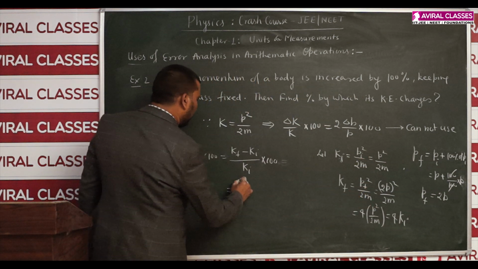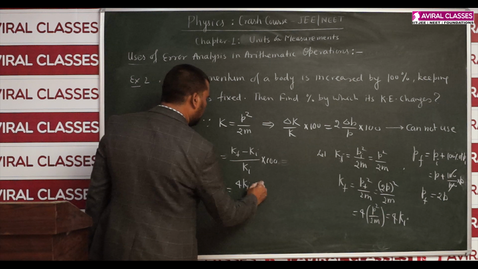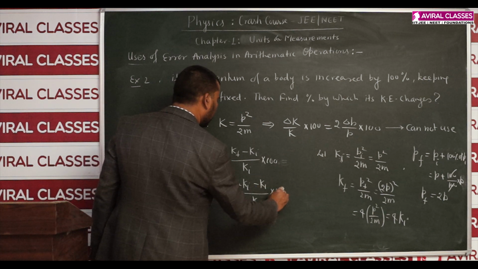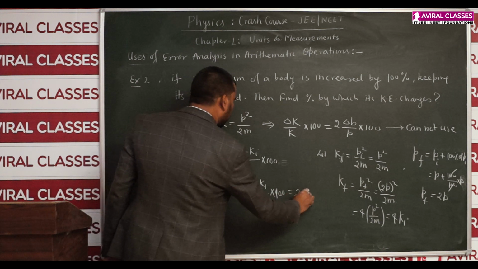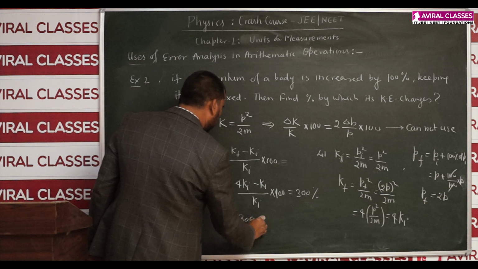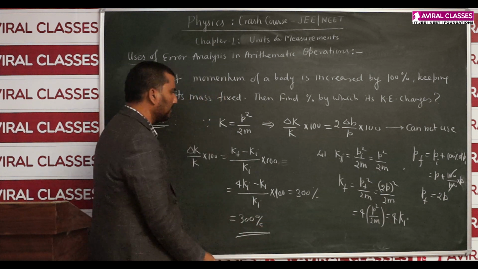Now K final minus K initial is 4 times K initial minus K initial upon K initial into 100. It is 300. So percentage by which kinetic energy changes is 300.